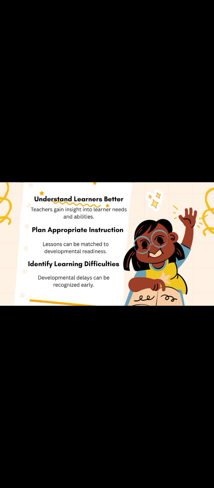Second, plan appropriate instruction. Teachers should match lessons to students' developmental level. Lessons that are too difficult cause frustration, while lessons that are too easy lead to boredom. Third is identify learning difficulties early. Knowing typical developmental milestones helps teachers recognize when students may need extra support.